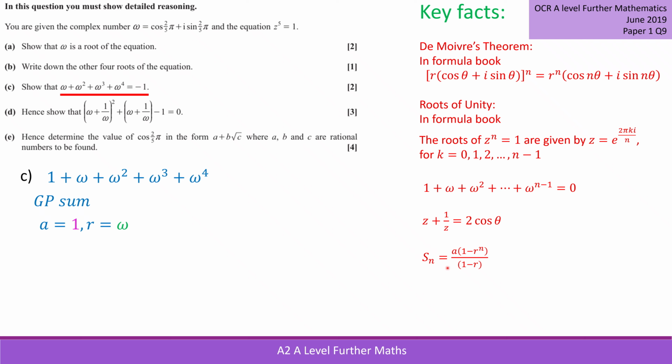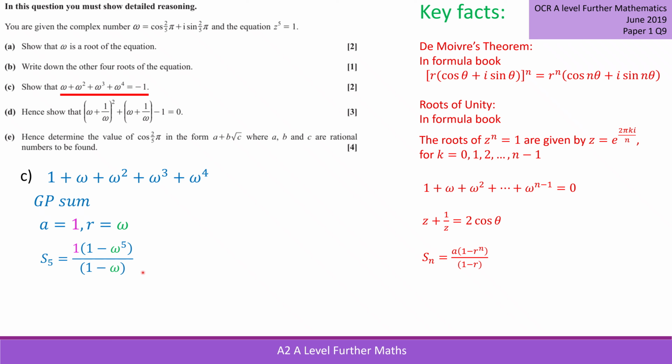Now in your formula book for A-level maths, it's got S of n is equal to A, 1 minus R to the n, divided by 1 minus R. This is an A-level formula, not a further maths formula, but you'll be expected to know and use it, so you can look it up in your formula book. We're going to replace the A with the 1, the R with the omega, and the n is going to be 5 because we have got 5 terms here: 1, 2, 3, 4, 5. So we're finding S of 5.